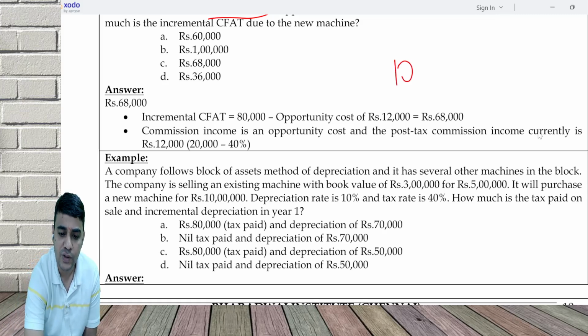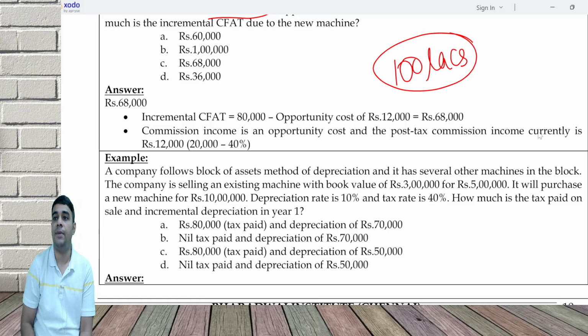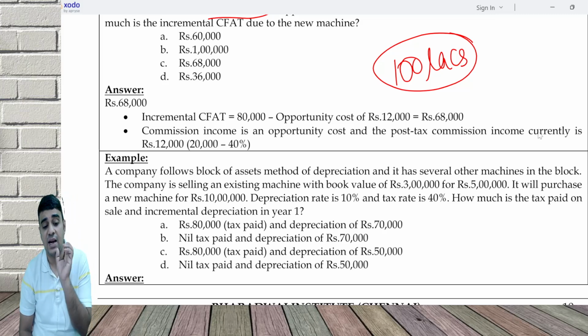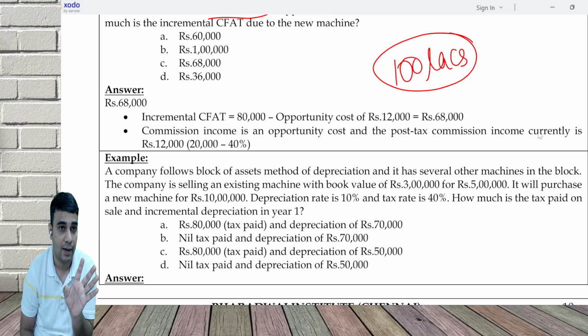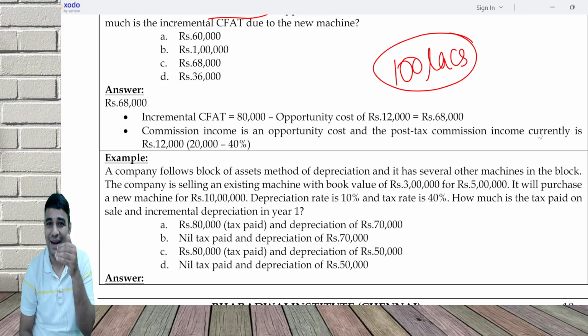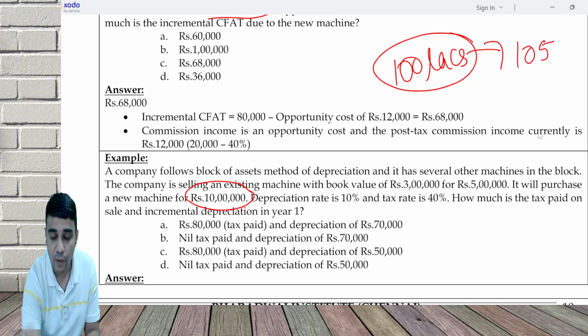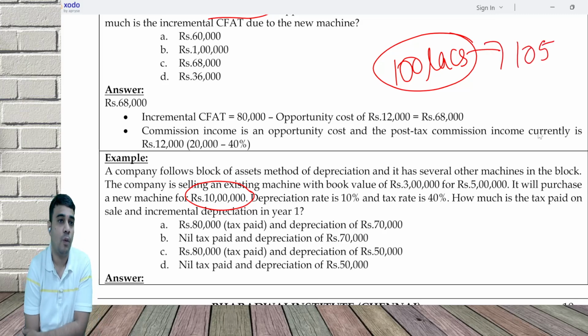Today the block value is 100 lakh. Just an imaginary number. If somebody is saying the block value is very less, then it's a different story. So in this 100 lakh, I'm selling an asset of 3 lakh for 5 lakh. From the block, 5 lakh will get removed. It will become 95. And then in the block, 10 will get added. So the block will become 105.